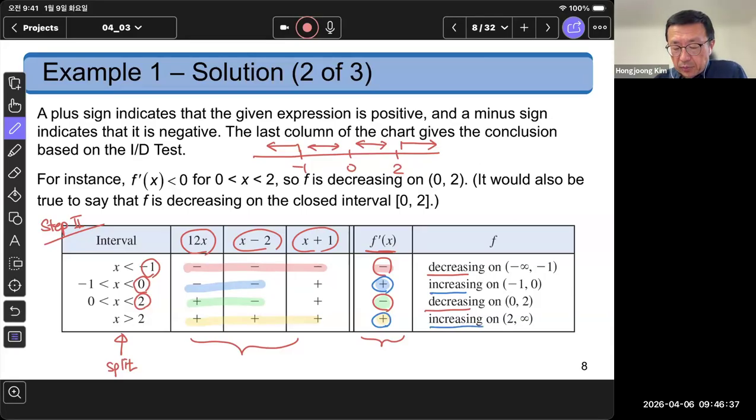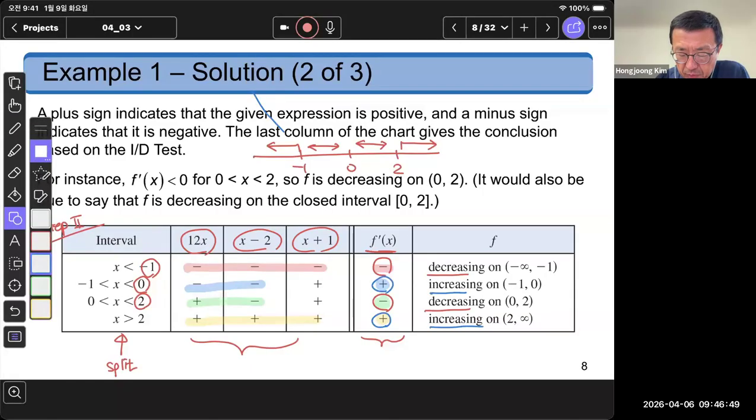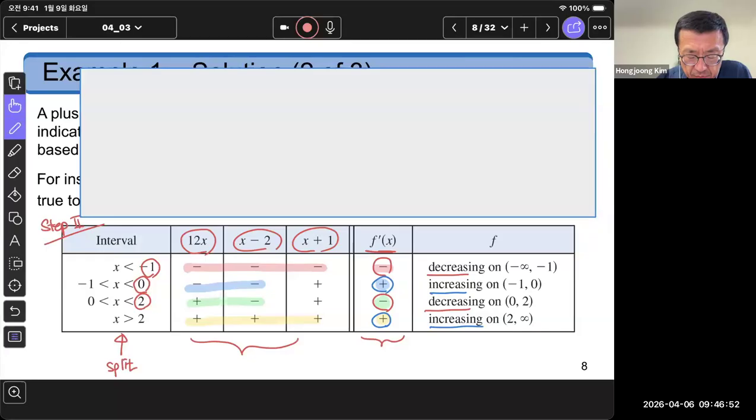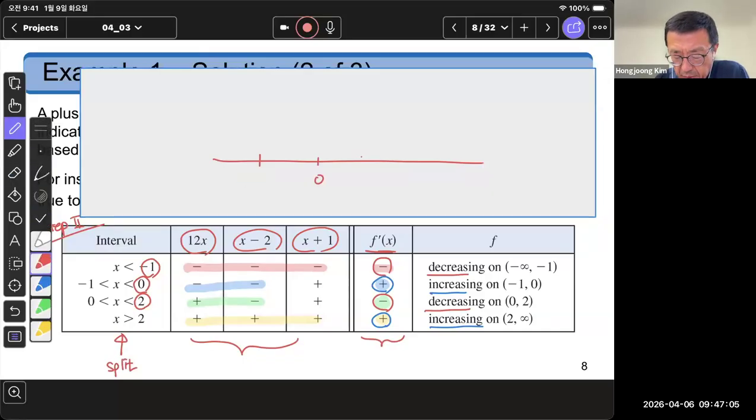So to the left of negative 1, the function is decreasing. Let me draw. So negative 1, 0, and 2. And to the left of negative 1, the function will be decreasing.